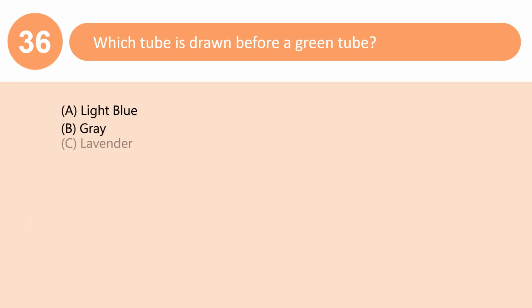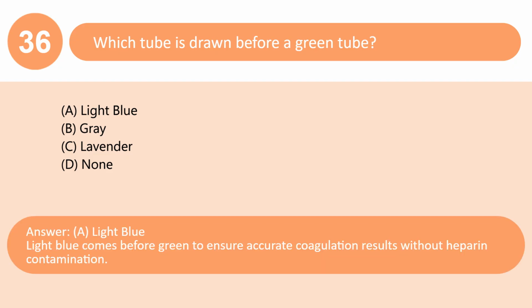Which tube is drawn before a green tube? A. Light blue. B. Gray. C. Lavender. D. None. Answer A. Light blue. Light blue comes before green to ensure accurate coagulation results without heparin contamination.